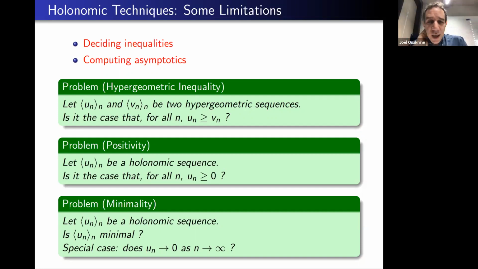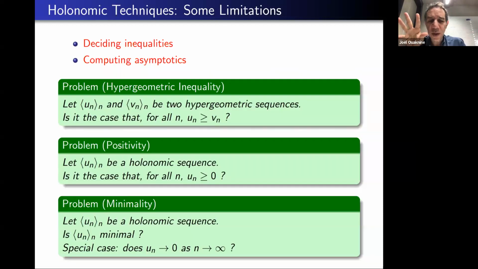What's interesting is that, I give away the punchline, none of these problems are known to be decidable, even if these are sequences over the rational numbers or something. So none of these things are known to be decidable, but we have a number of partial results and I think some interesting developments. So let me try to explain what these things are.